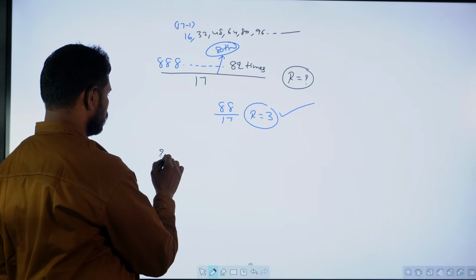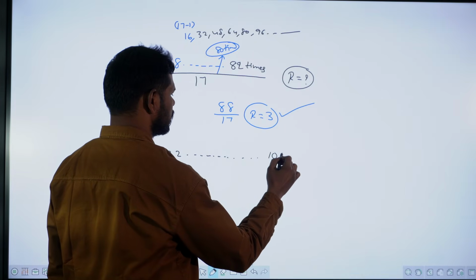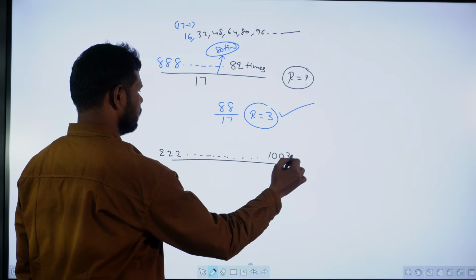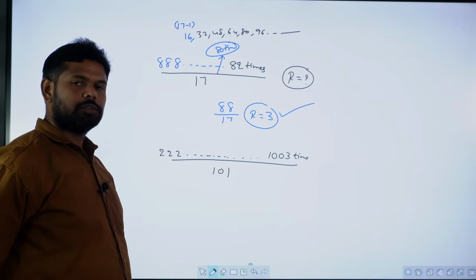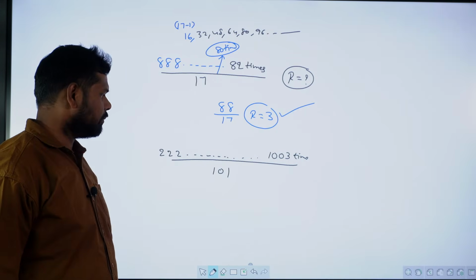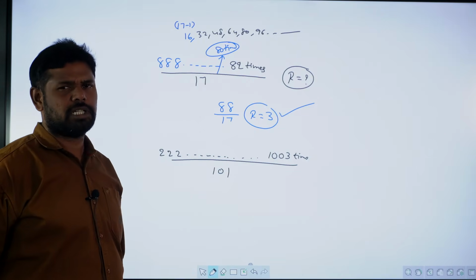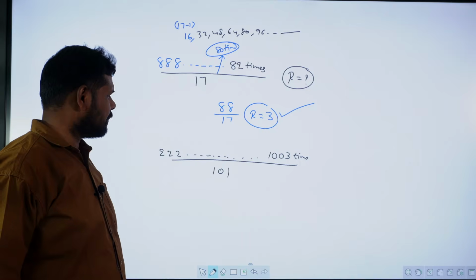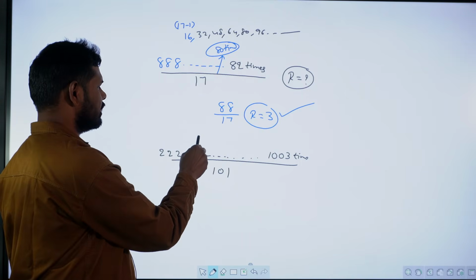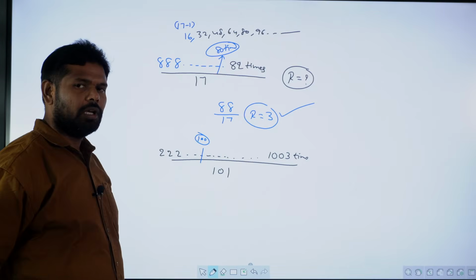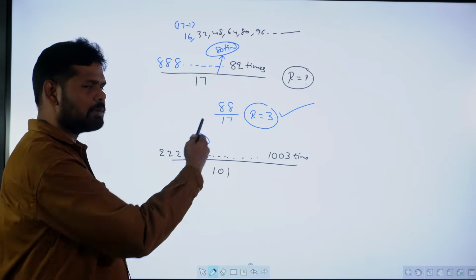Suppose 2, 2, 2, 2 and so on, up to 1003 times, is divided by 101. What is the remainder? Is 101 a prime number or not? Yes, it is prime, so no need for a second thought. If it is repeated 100 times, that number is completely divisible. 200 times, remainder 0. 300, 0. 400, 0. 1000 times means 0.